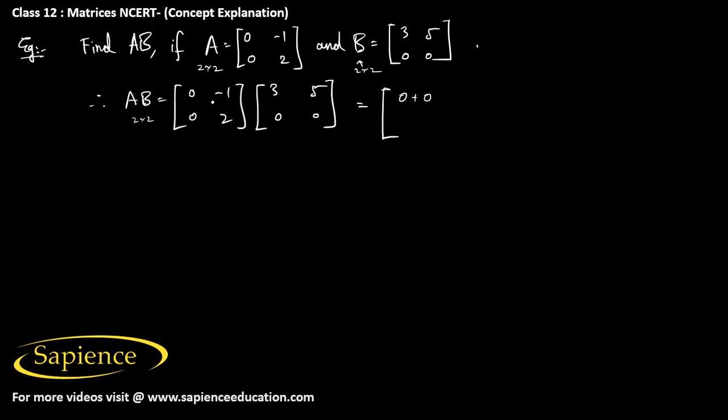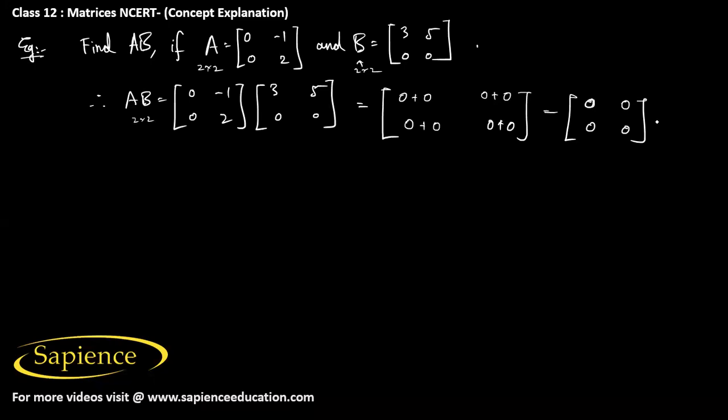Then 0 into 5 plus minus 1 into 0. So this is also 0 plus 0. And here also it is 0 into 3 plus 2 into 0, since we have to take the product of the second row of A and first column of B. So this will be 0 plus 0 only. And here for the element of the second row and second column, we have to take the product of second row of A and the second column of B. So this will be 0 into 5, 0 plus 2 into 0, 0. So the final answer is 0, 0, 0, 0.